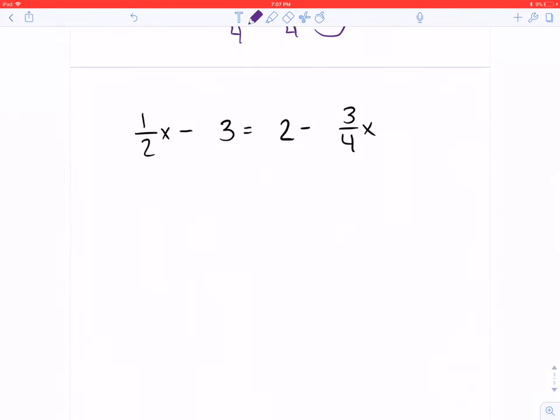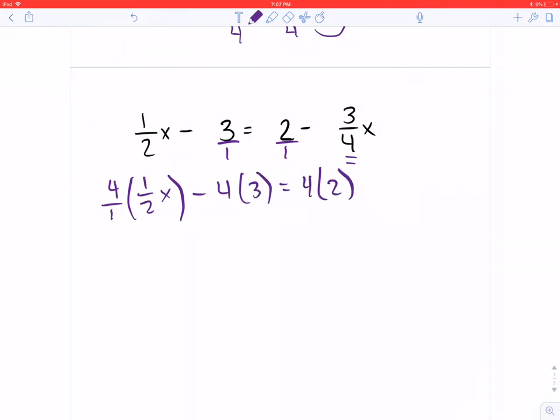Here I have a slightly longer problem. Same denominators. So these are denominators of 1. What is my greatest common multiple? My greatest common multiple is 4. So I'm going to do 4/1 times 1/2 x minus 4 times 3 equals 4 times 2 minus 4 times over 1, 3/4 x.